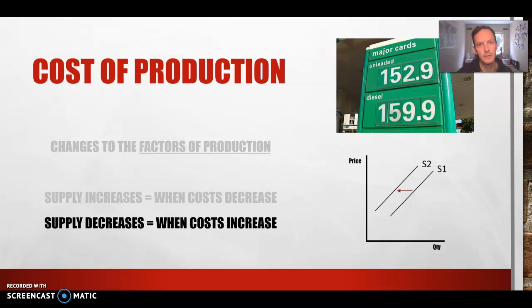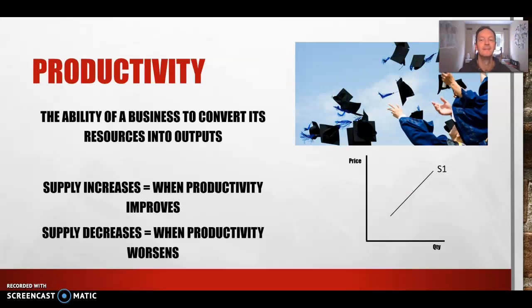All right, let's see if I can remember which way I did these for the next one. Okay, here we go, productivity. This is very similar to the example I used before. So what is productivity? Well, it's the ability of a business to convert its resources into outputs. How much they can squeeze from the resources that they bring into the production process. So supply will increase when productivity improves, when businesses can squeeze more out of the resources that they've got, and supply will decrease when productivity worsens.